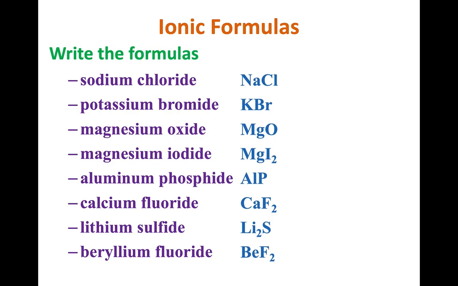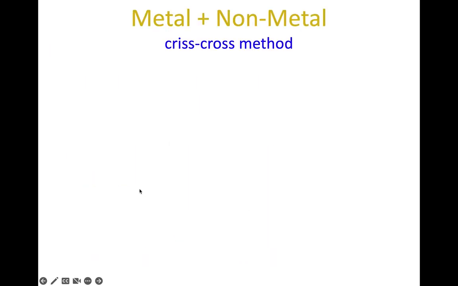one beryllium, one fluoride. When you use charges and you balance them out, which I'll show you here in a minute, you don't use those prefixes. There's no prefixes here. We're going to look at the charges. And what we're going to do is called the crisscross method. So we're going to have an example. An example is calcium chloride.